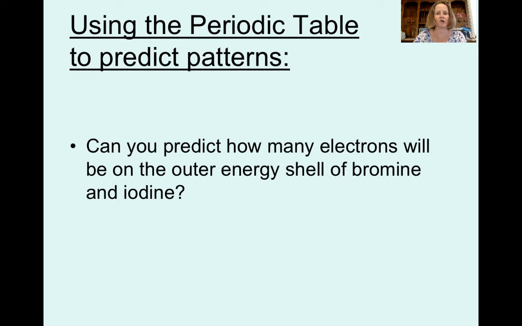Can you use the periodic table to predict the number of electrons in the outer energy shells, outer energy levels of bromine and iodine?